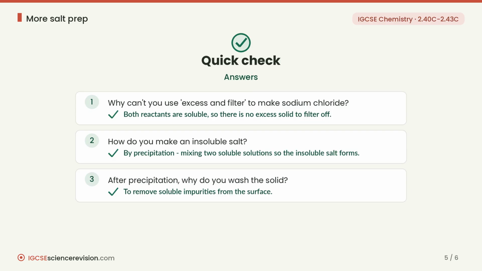1. Both reactants are soluble, so there is no excess solid to filter off. 2. By precipitation, mixing two soluble solutions so the insoluble salt forms. 3. To remove soluble impurities from the surface.